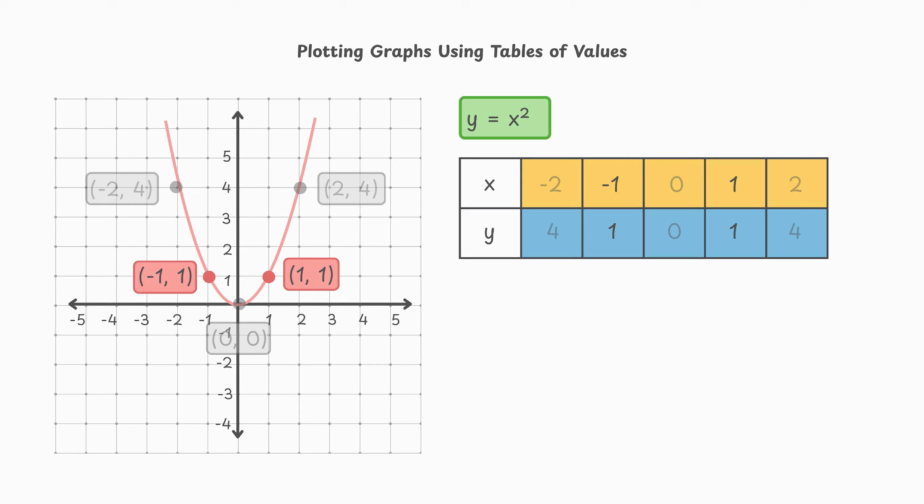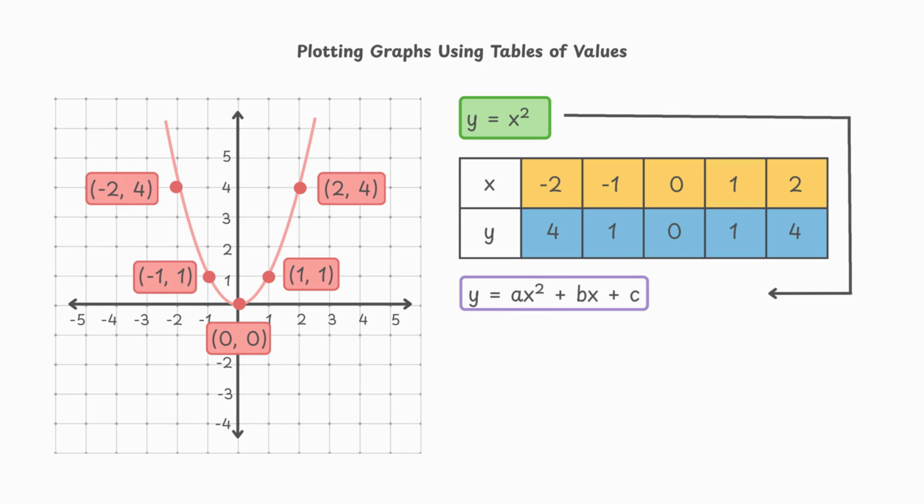This tells us that the graph is symmetrical. Now, look at the center line of this symmetry. It passes through the point (0, 0) and goes straight up and down. This is called the line of symmetry. For this graph, the line of symmetry is x equals 0. Now let's connect this to the general form of a quadratic. A quadratic equation can be written as y equals ax squared plus bx plus c. For this example, a equals 1, b equals 0, and c equals 0.